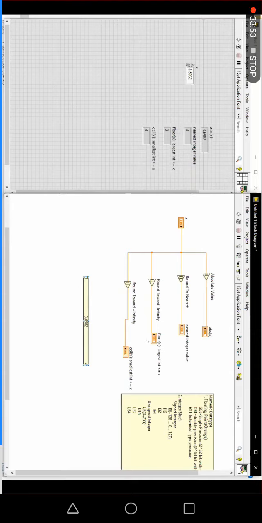Round towards negative infinity means we have to go to the negative side, so no need to see 3.69; the lower value means 3 will come. Positive side means it will basically make a round up, so the value will be 4. That's a simple thing: round towards negative infinity and positive infinity.